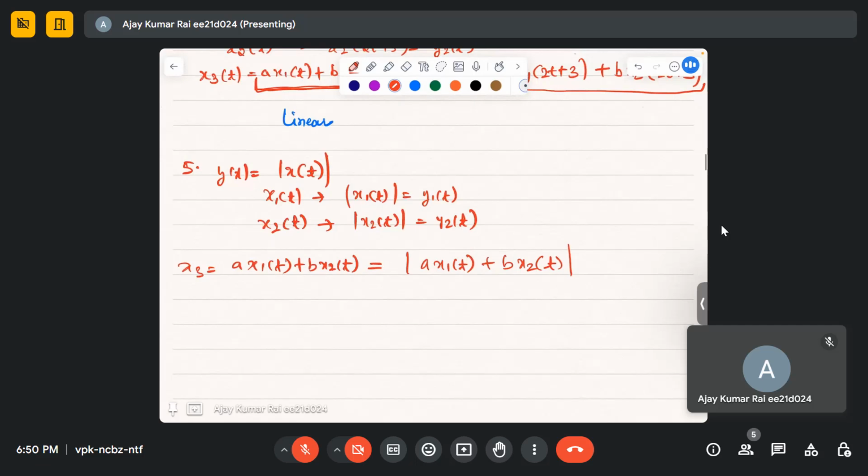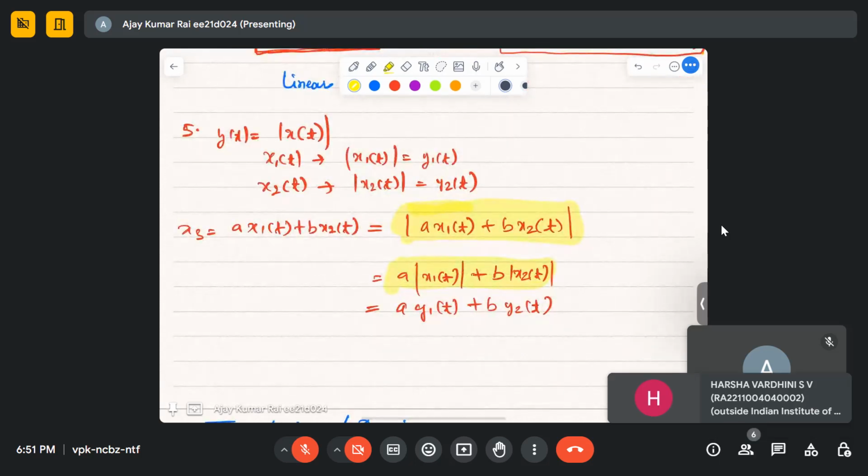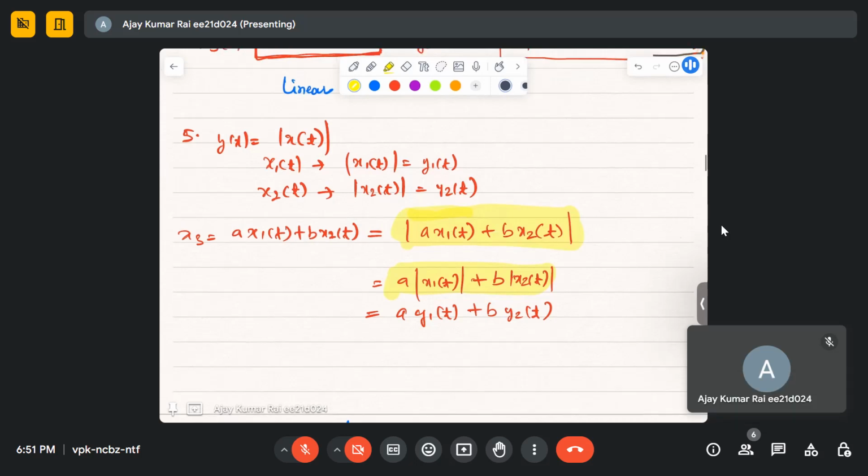But for linearity, what you should get is a mod x1(t) plus b mod x2(t), or you can write a y1(t) plus b y2(t). You have to compare these two. Are they equal? You see, they're not equal. I cannot just bring the mod inside this. So this is also non-linear.